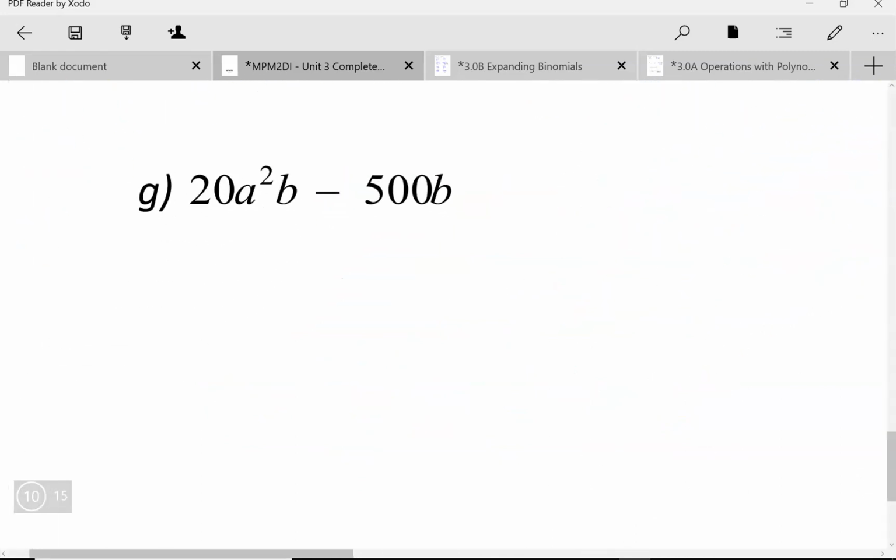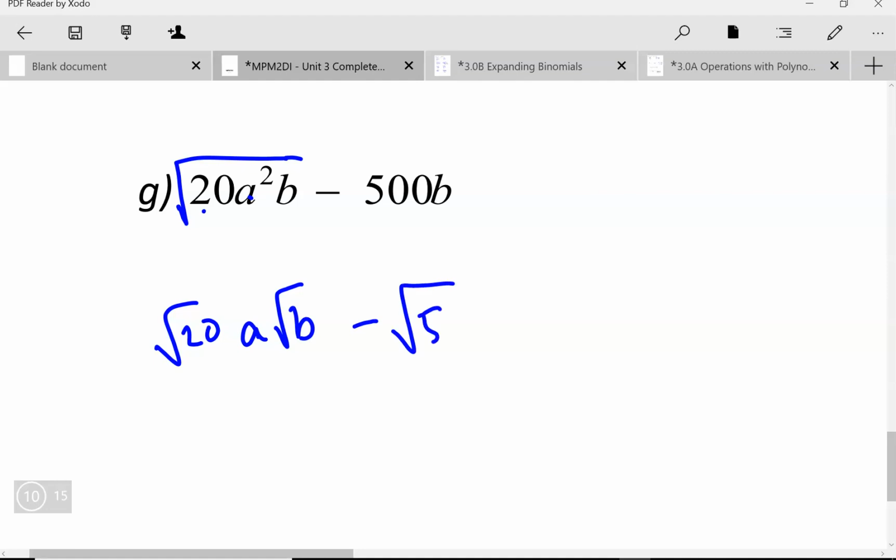Let's look at this question. And this is a tricky question because you might think, okay, let me start doing difference of squares here. I'm going to set this up somehow where I have a binomial, there's a subtraction sign. But, okay, hold on a second. What is the square root of 20a squared b? Okay, I don't know the square root of 20. I could write square root of 20. Square root of a squared is a, but I'm just getting a square root of b here. And this is just square root of 500b. And that's not really an answer you want to write.